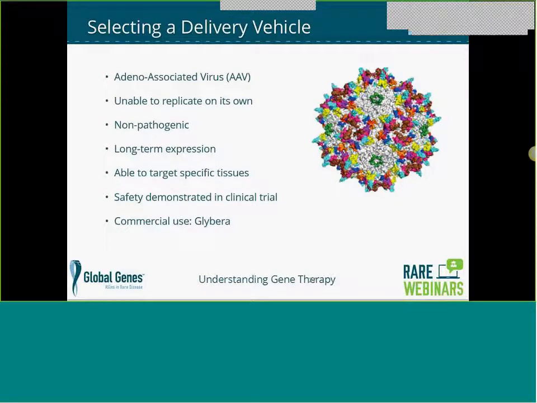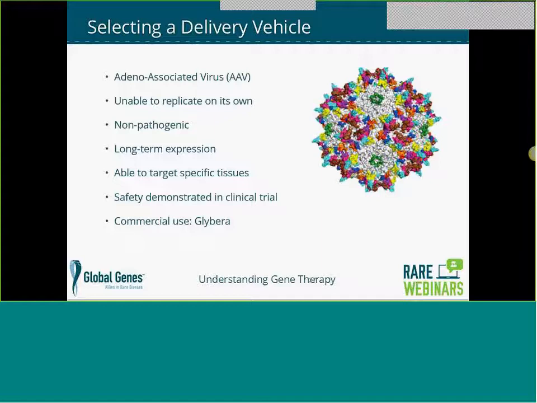As mentioned, it's really important that we select the right virus for delivering the gene to the right place for the right disease. And so with that, Abeona has selected the adeno-associated virus, AAV, because it can't replicate on its own. It has the ability to target very specific tissues and has shown long-term expression, or generation, of the enzyme. It's also been shown to be safe in multiple clinical trials and was the type of virus, as Karen mentioned, that was used in the first commercial gene therapy, Glybera.